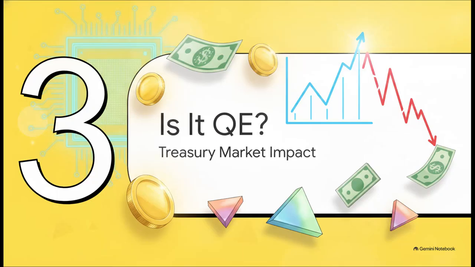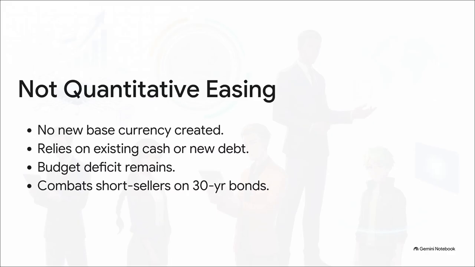All right, Section 3, is it quantitative easing? Let's clear this up. The source clarifies this is not quantitative easing. Why? Because unlike the Fed, the Treasury isn't creating any new base currency here. It relies purely on existing cash or new debt. Plus, with the ongoing budget deficit, net debt isn't actually being reduced at all.